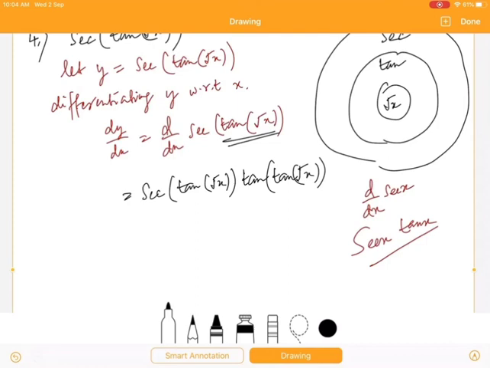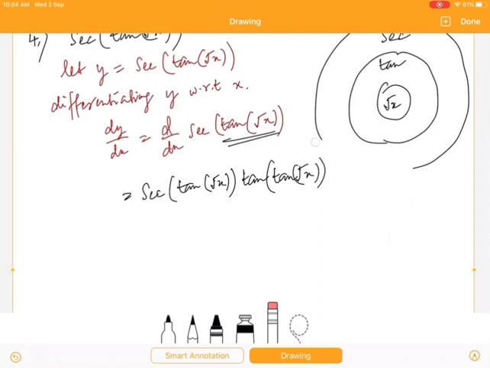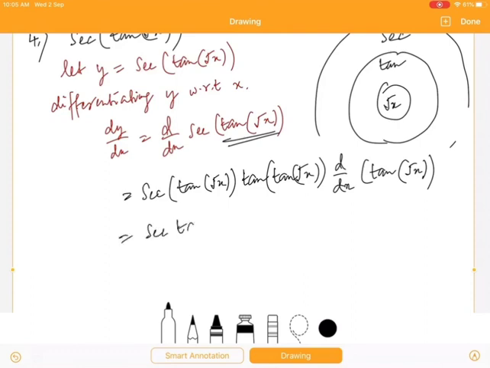Then we have to move into the main course. So what is the main course? The main course is tan root x. So let us write. Now we have to start eating that main course. So d/dx of tan root x. Now the differentiation of tan x is what? I already told you, the differentiation of tan x is sec square x. So what we have: sec of tan root x, tan of tan root x.